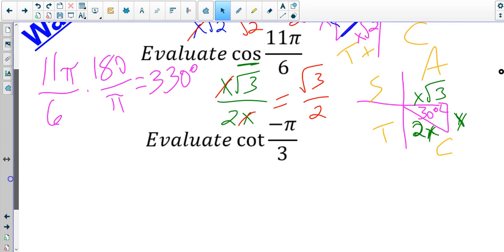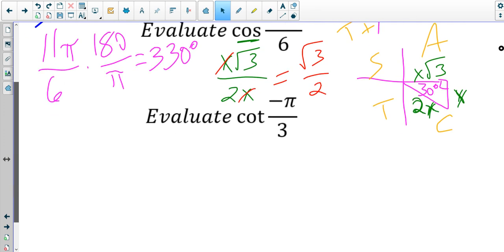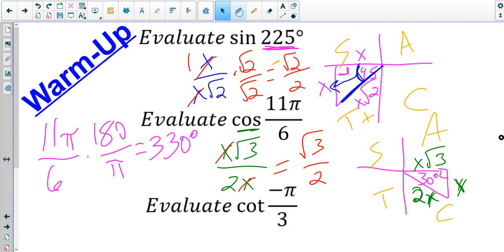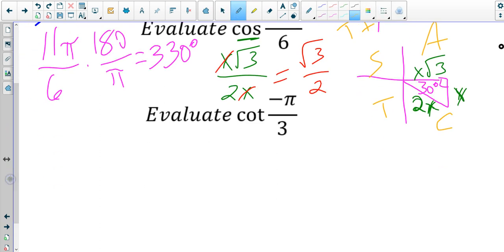For our last one, we want to do the cotangent of negative pi over 3. So we get a little bit more complicated here at the end, but we draw our graph. Negative pi over 3 is the same as negative 60 degrees. So that's going clockwise 60 degrees. So we put a 60 degree angle inside the triangle next to the x-axis, and we start labeling our triangle.